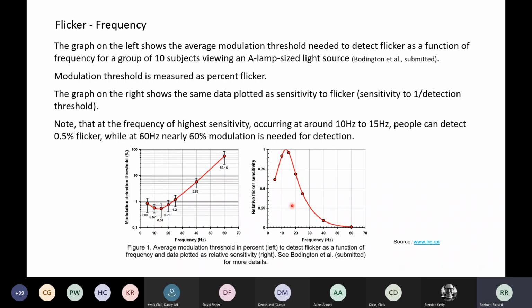And the graph on the right is the same data, but plotted as sensitivity. So again, we can see most sensitivity is around the 15 hertz limit. What's interesting is obviously that there's virtually nothing above 60 hertz. So this is really the range that we are most sensitive in terms of any flicker modulation.